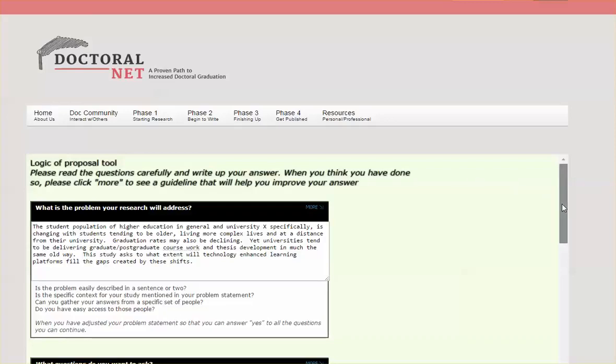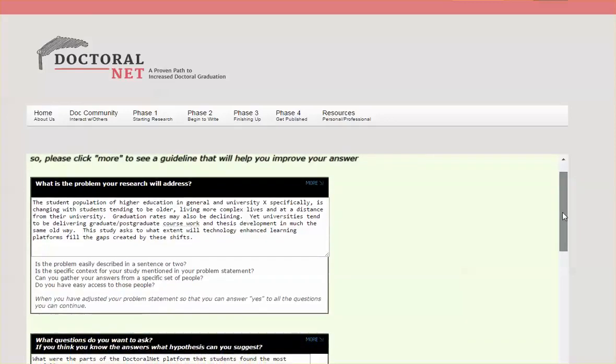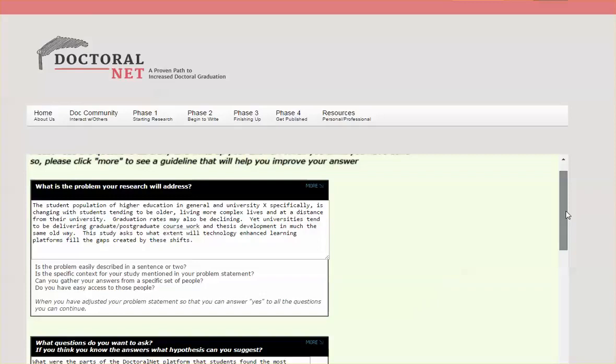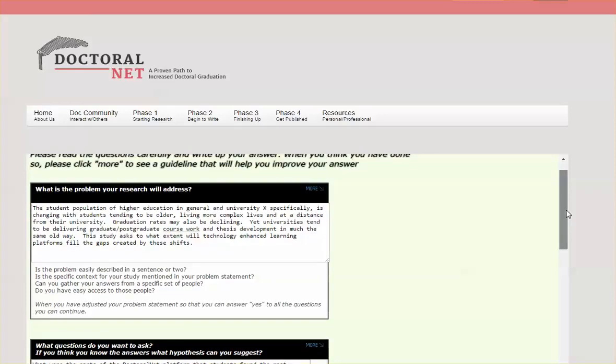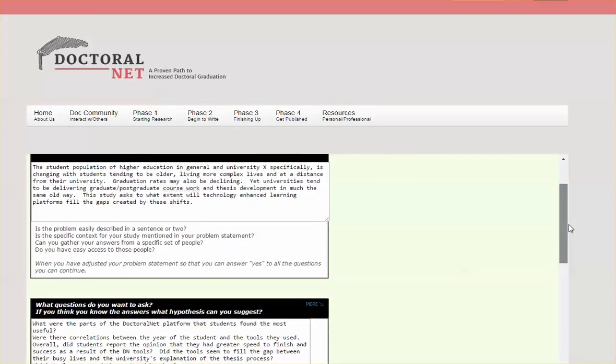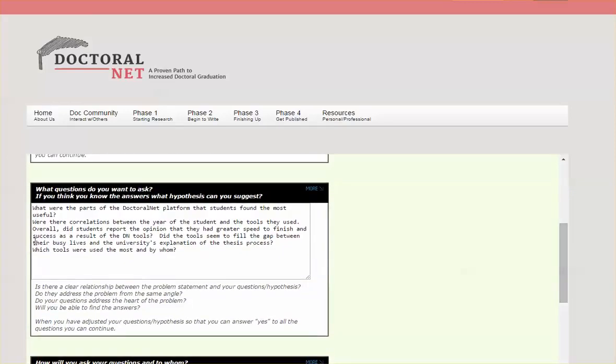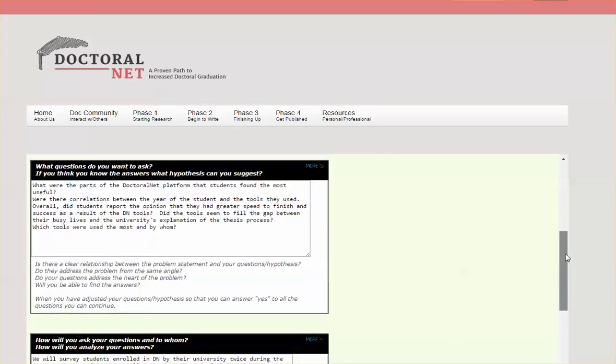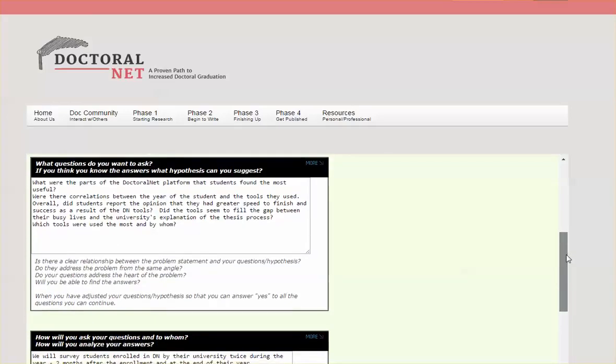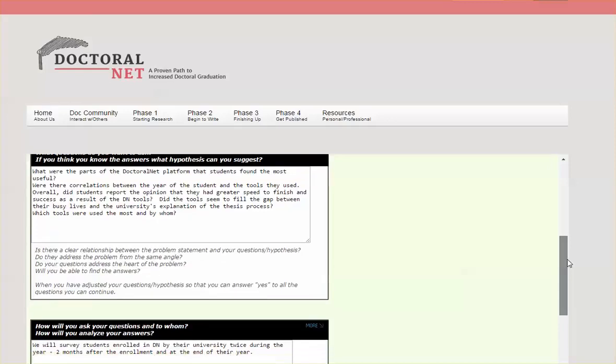As an example, I wrote in one that has to do with student populations in higher education changing, and therefore how can technology help solve some of the gaps for the older working full-time student who's also living or at a distance from their university. Now, what questions would I want to ask? Well, what parts of these were people who had a DoctoralNet subscription from their university? What parts of the platform did they find useful? If so, did they find the same ones useful in later years, etc.?